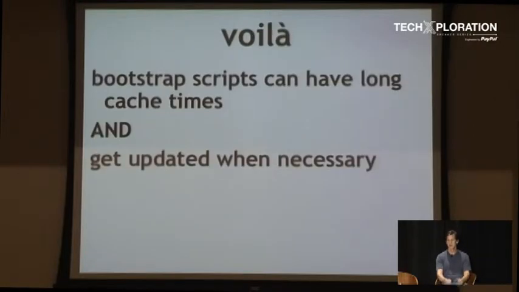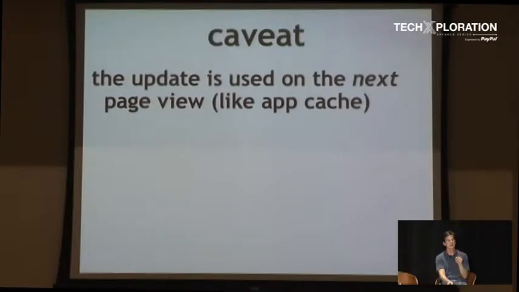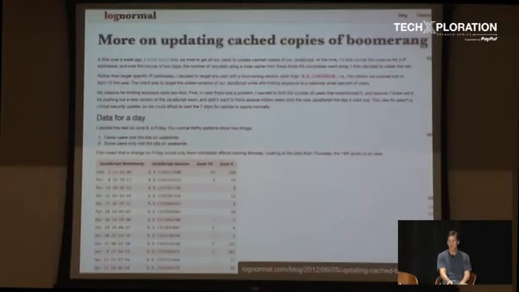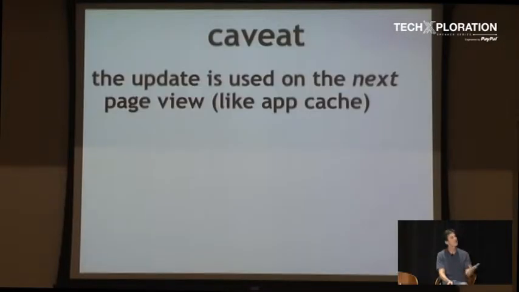So, voila, we can have Bootstrap scripts, and instead of having to have a short time, which increases the chance of front-end spoof, we can give them long cache times, and we can use this self-updating pattern to get the new versions automatically in the background. The one caveat is that the new version is going to be used the next time the user hits the page. Is that super bad? Most of the time it's not. And in fact, that's the way app cache works. But it is something to consider.